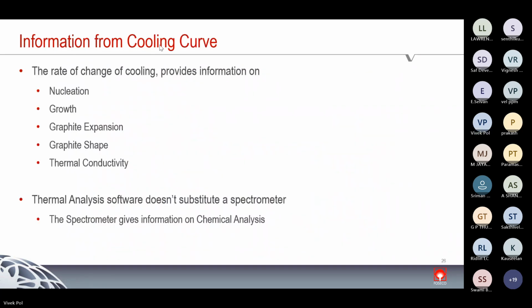So this curve gives us information. The curves or the thermal parameters give information about nucleation, growth, graphite expansion, graphite shapes, thermal conductivity, and an important point, it is not a replacement for the spectrometer. The spectrometer has a different function, and that we should continue. But to understand metal nucleation level and its quality, we need thermal analysis.